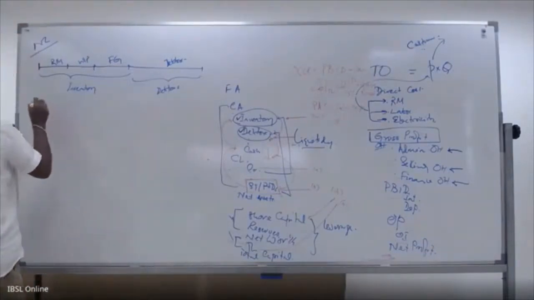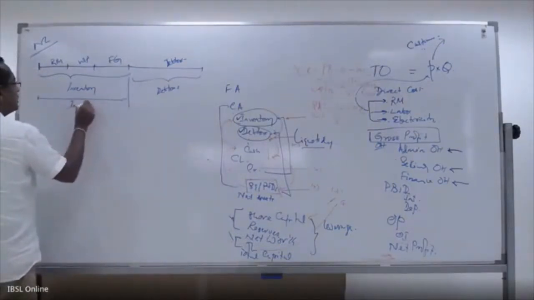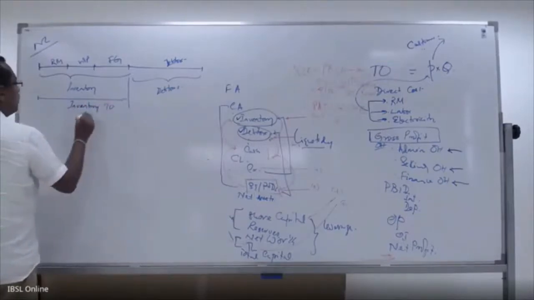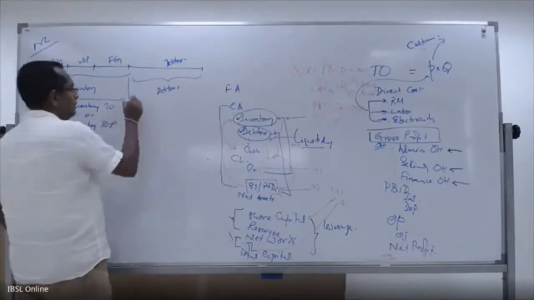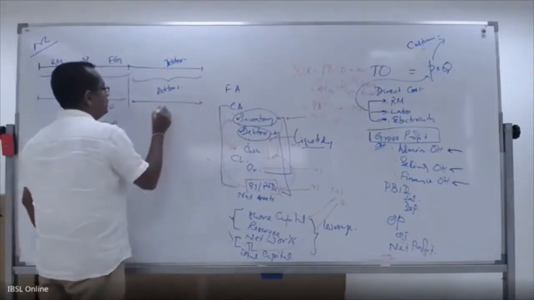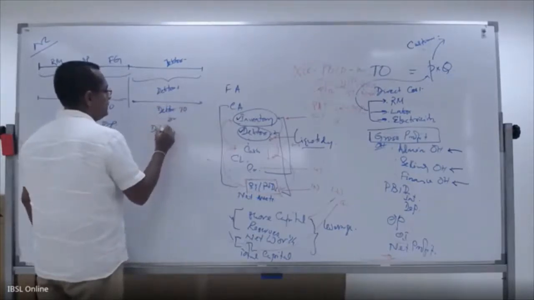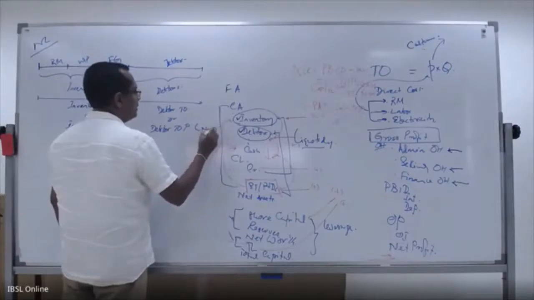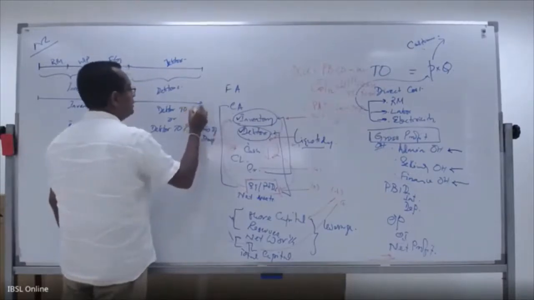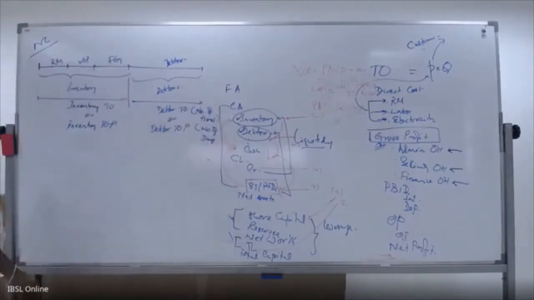Okay, this is called inventory turnover or inventory turnover period. This period is called debtor turnover or debtor turnover period. This comes in number of days. This is number of times. Right?